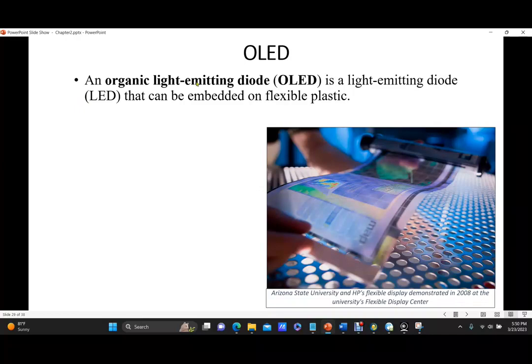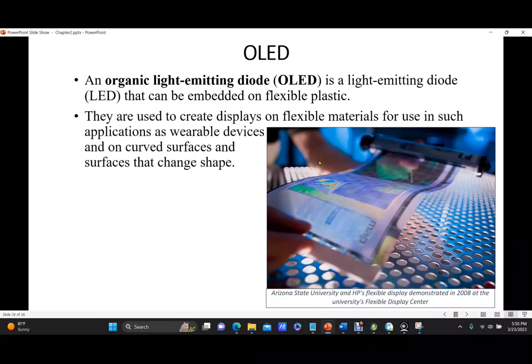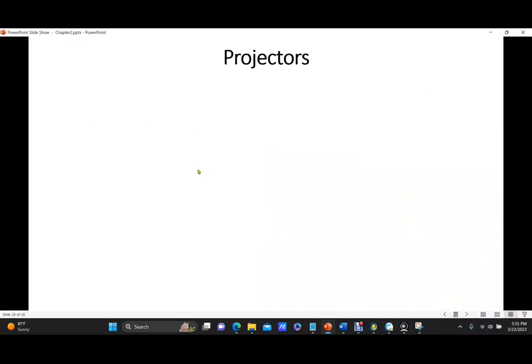OLED, organic light emitting diode, is a light emitting diode that can be embedded on a flexible plastic. They're used to create displays on flexible materials for use in applications like wearable devices, on curved surfaces, and flexible surfaces, for surfaces that change shape.